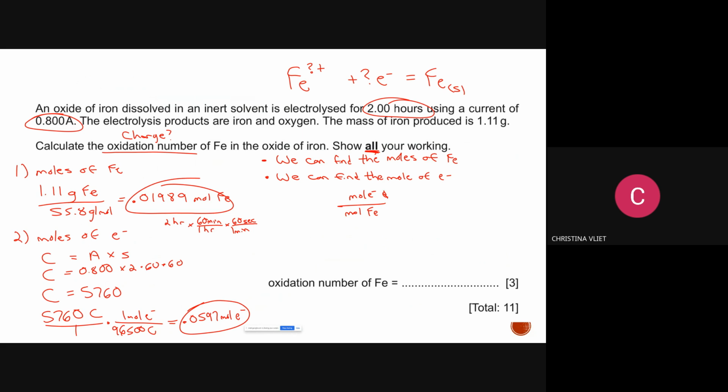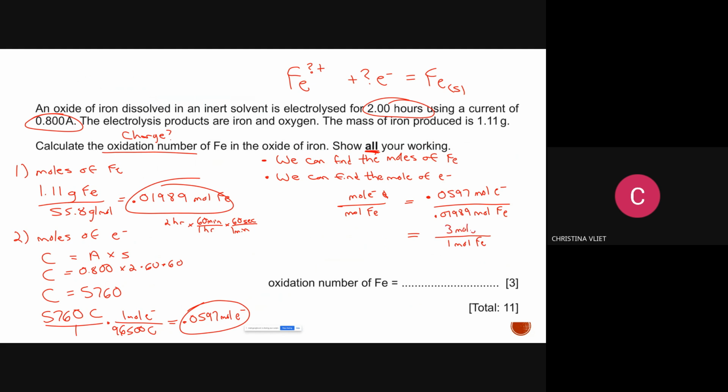All right, so now we know the amount of moles of iron, and we know how many moles of electrons are transferred for that many moles of iron. So what can we do now to figure out the charge? Isa? Yeah, we divide the moles of electrons per moles of iron to get the relationship between electrons and iron. So 0.0597 moles of electrons divided by 0.01989 moles of iron will tell me how many moles of electrons for how many moles of iron. It's always a 1 on the bottom. So when I divide these two numbers, what do I get?